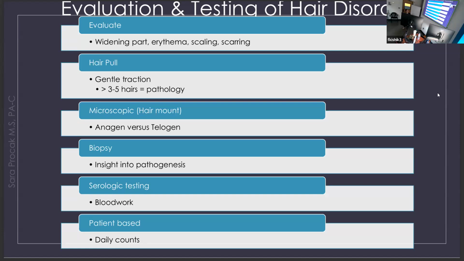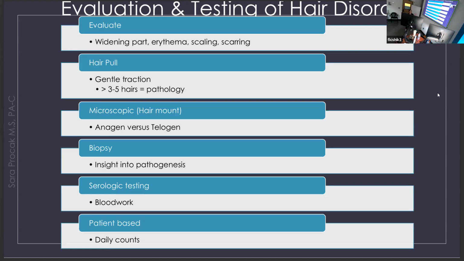You can do a hair mount, as we discussed before, where you're looking for anagen or telogen-phase hairs. There's actually even something called a trichogram, where you take 50 strands of your patient's hair, pull them all out at once, and try to create a ratio of anagen to telogen hairs to determine what type of hair loss you are seeing. So that's something else you can do too.